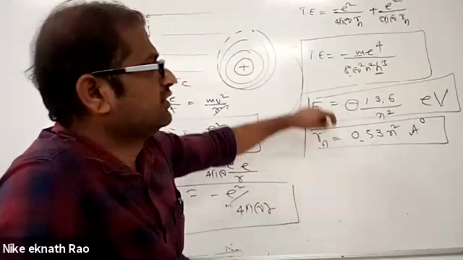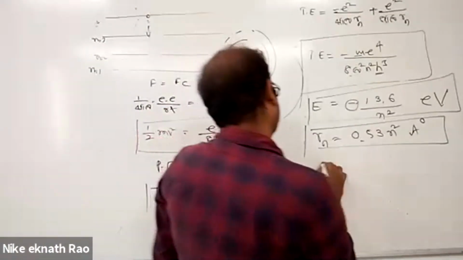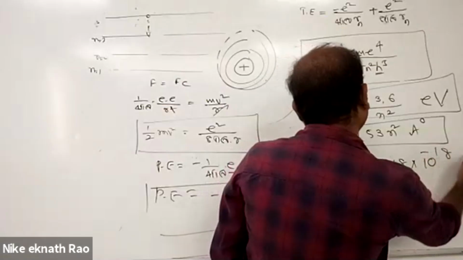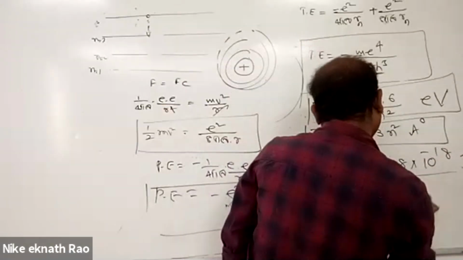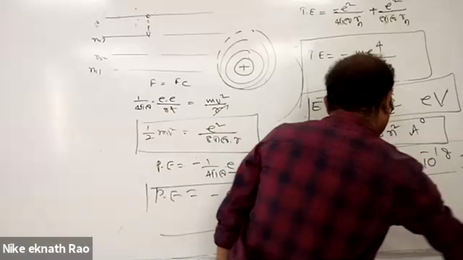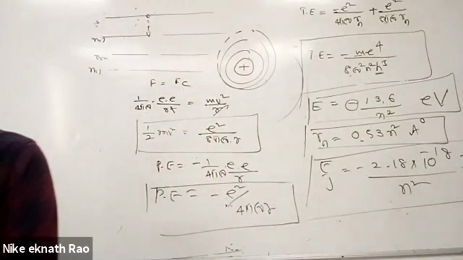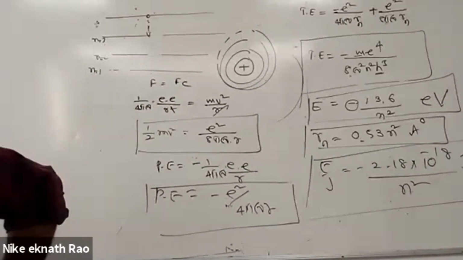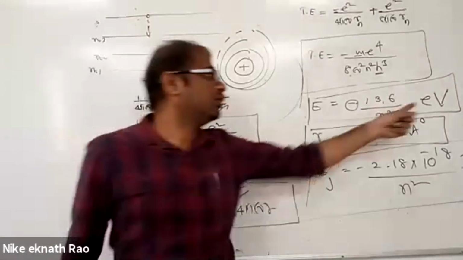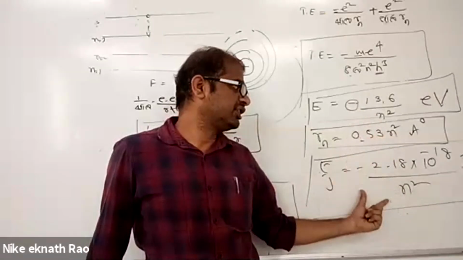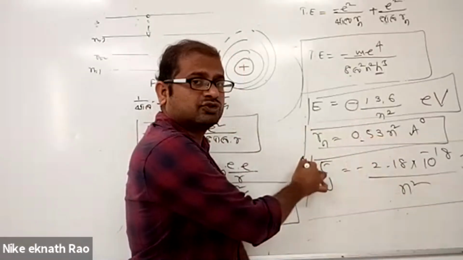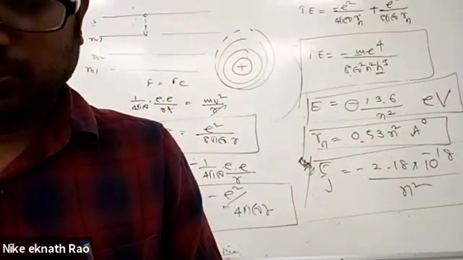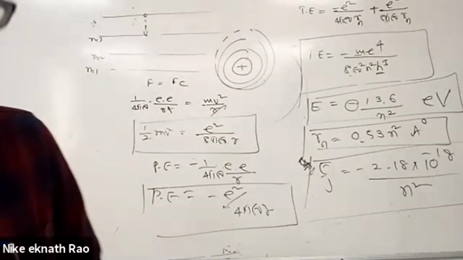What is the energy in joules? Energy in joules will be minus 2.18 into 10 power minus 18 joules by n square. This is the electron volt energy term, and this is in terms of joule. Keep this in mind for solving questions. So this is the energy, radius, potential energy, kinetic energy and total energy of the electron.